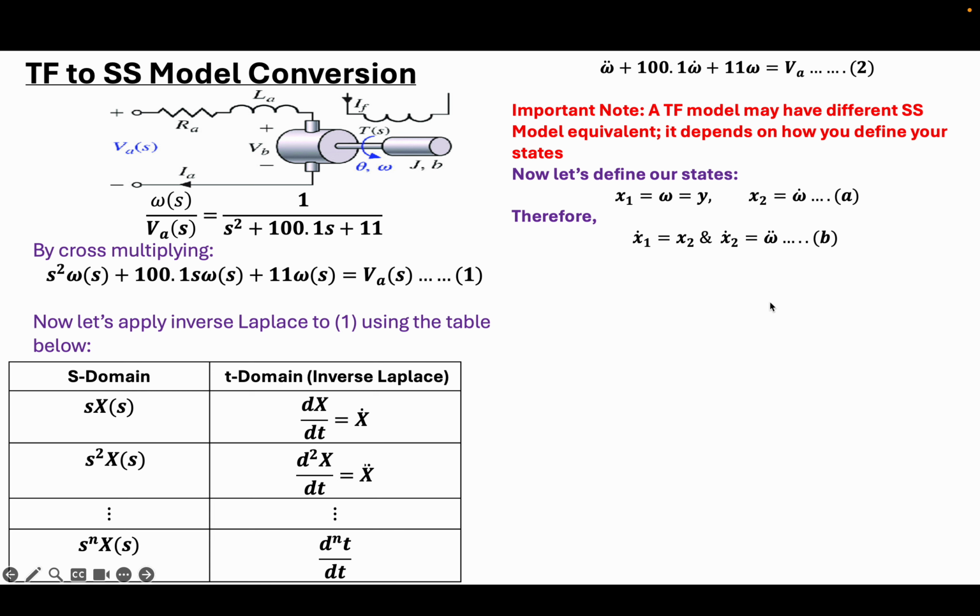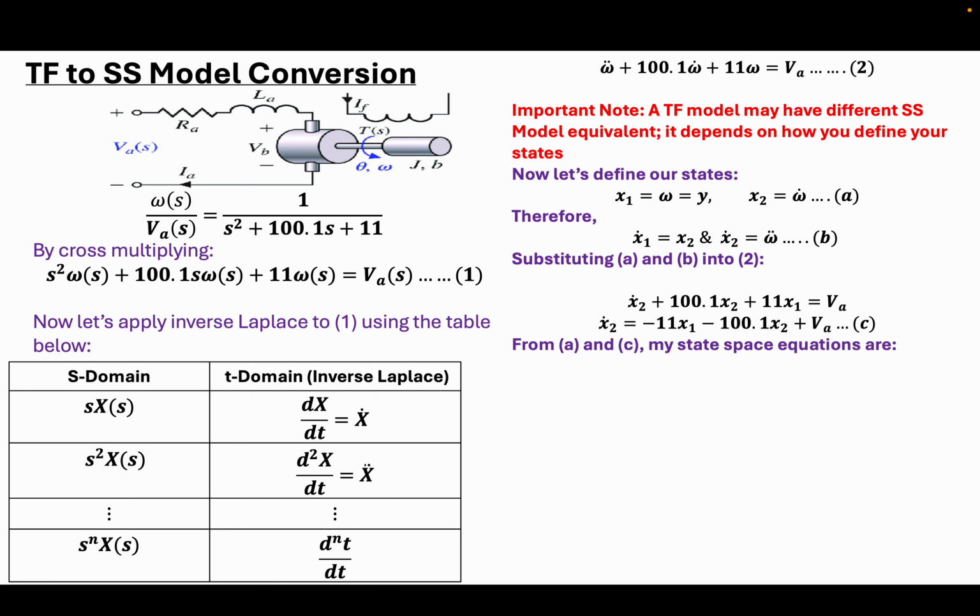So applying A and B into 2, I will get this equation. Making S2 dot the subject of the formula, I will get C. So from A and C, my state space equations are just this. I have S1 dot and my S2 dot, which is the state equation, and Y is equal to S1, which is just the output equation.